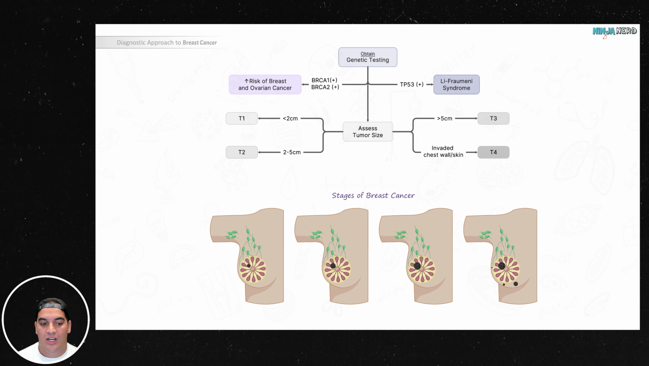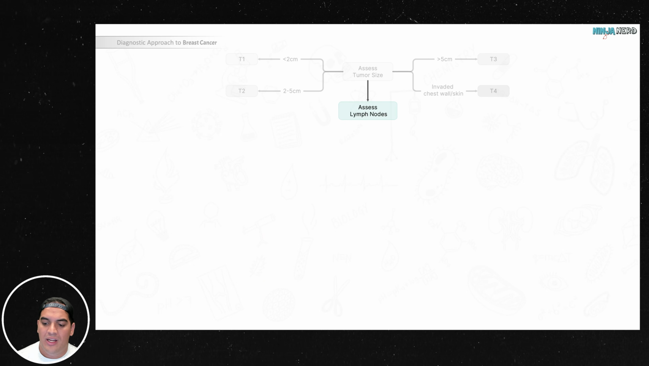All right. So here we can have a less than 2 centimeter tumor. Here's 2 to 5. Here's greater than 5. And here we've got a decent sized mass, but it's kind of all over the place in the chest wall and the skin. That's something that we've got to think about. Now, from here, we've determined the size.